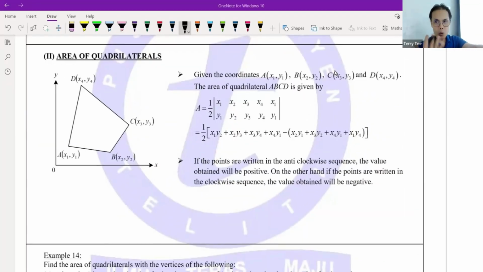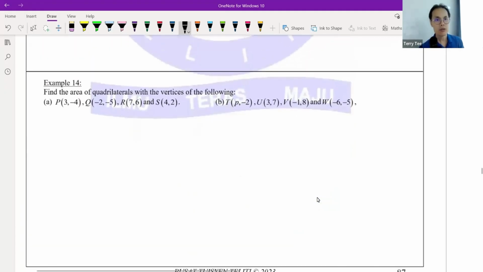Okay, given coordinates A, B, C, D. Yeah, the difference between quadrilateral and triangle: triangle has 3 points, repeat the first point. Quadrilateral, you have 4 points, repeat the first point. But there are 5 values here. Then you multiply downwards, the same thing, minus multiply upwards. Again, similar to triangle, right? If you go clockwise, it's negative, anti-clockwise is positive. So it doesn't matter actually whether you use clockwise or anti-clockwise.